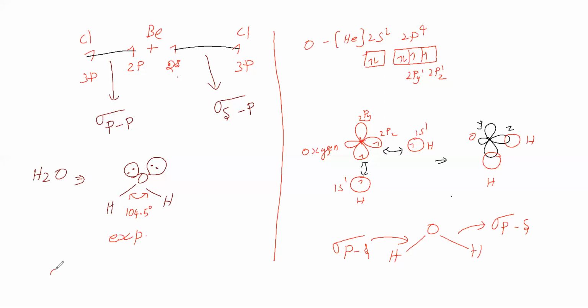What does the experimental result say? The experimental result says there is only one bond length for the water molecule. What does the pure orbital overlapping concept say? It also says the same. Now, regarding bond angle, we'll see.